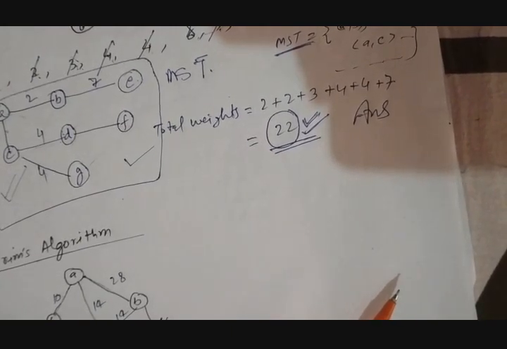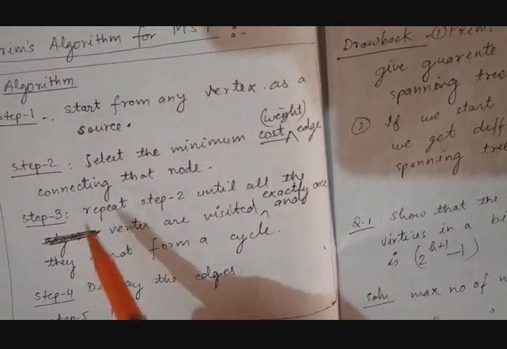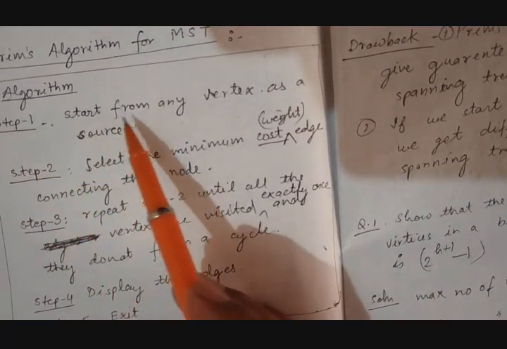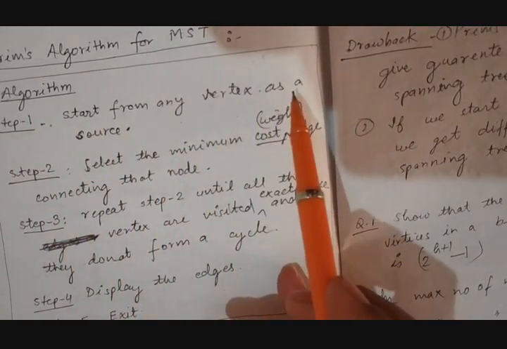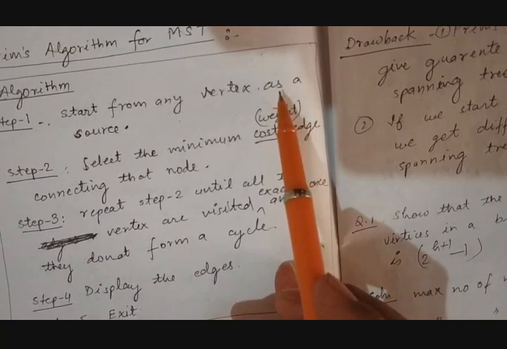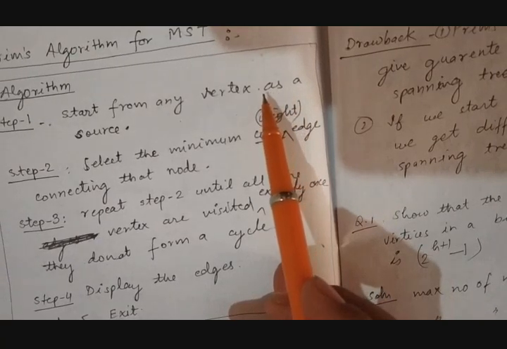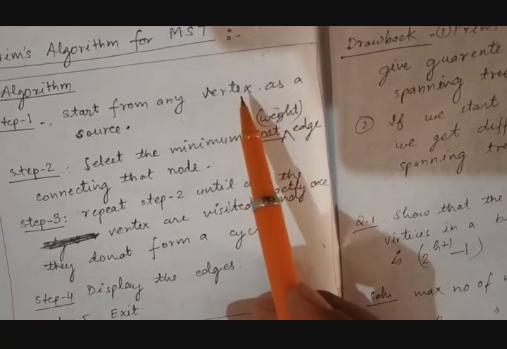Just see here how Prim's algorithm works. So this is Prim's algorithm. Now step 1 is to start from any vertex as a source. Just see here, in case of Kruskal's, it is not mandatory to start from a particular vertex. You can start by picking any minimum weight edge.